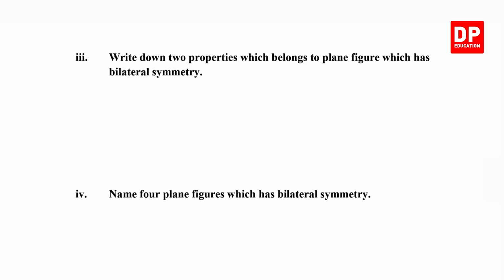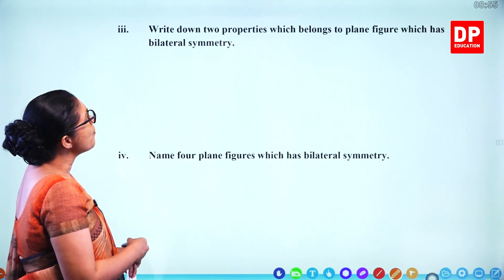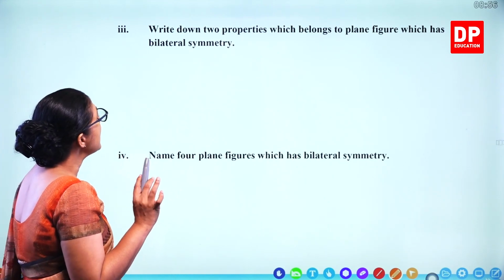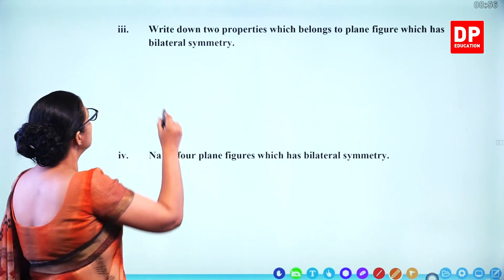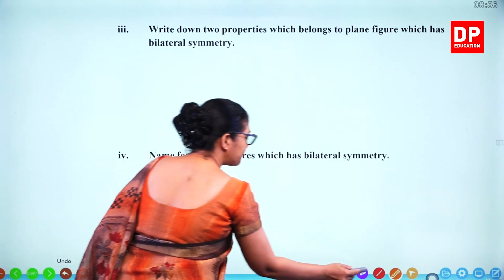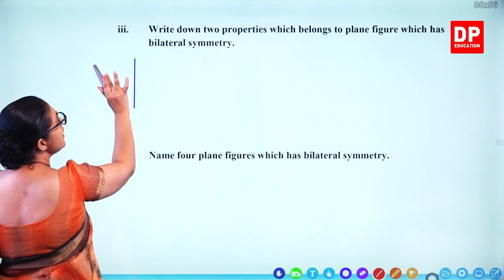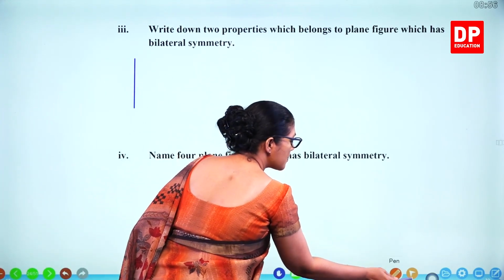Write down 2 properties which belong to a plane figure which has bilateral symmetry. So what are the properties? If you take bilateral symmetry, each side coincides with the axis of symmetry.